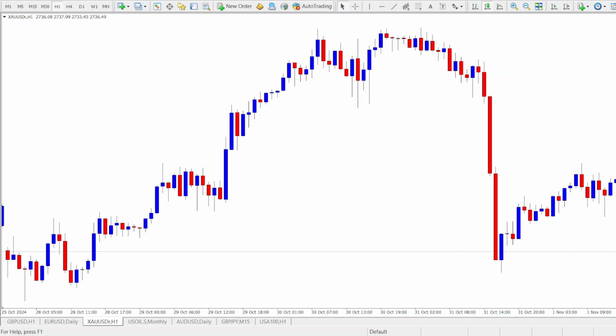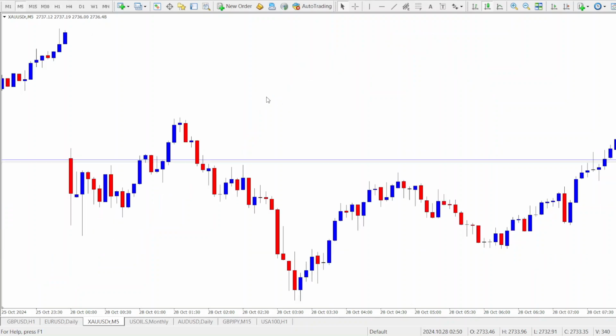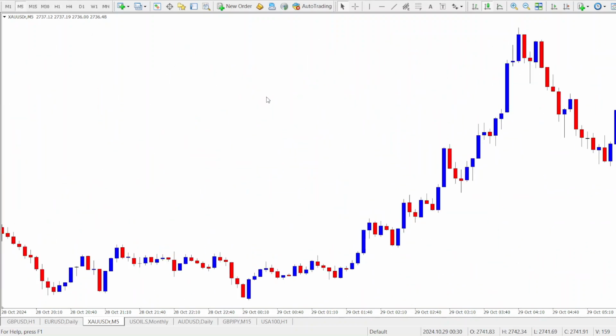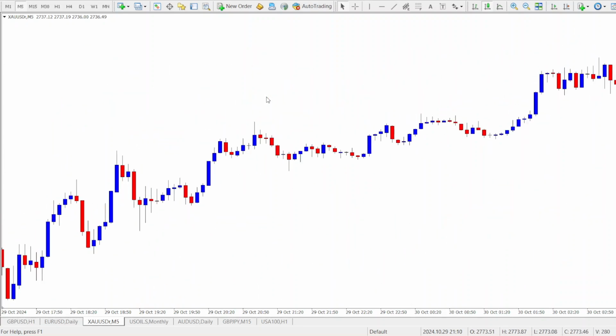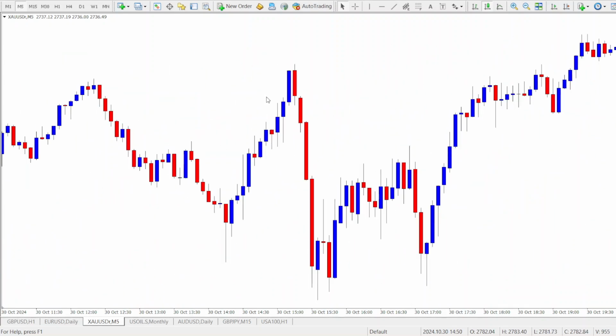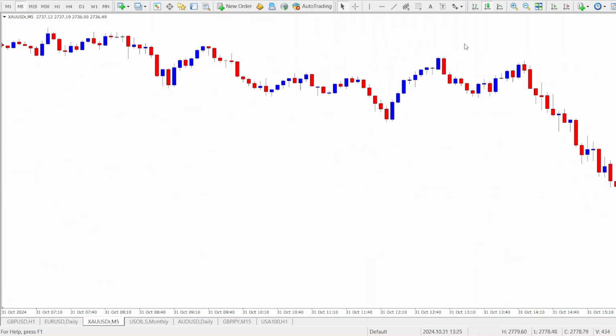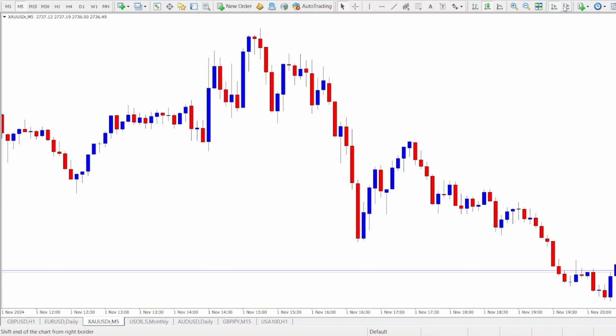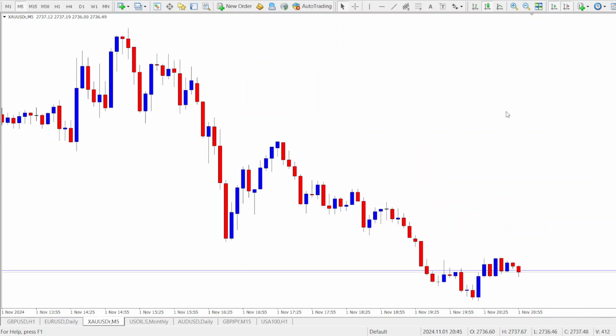For this strategy, we'll be working on the 5 minute time frame. So I'm just going to go to the 5 minute time frame, right? Now, gold can show strong movements on this time frame without being overly volatile. It's ideal for spotting short-term trends and patterns, perfect for scalping.